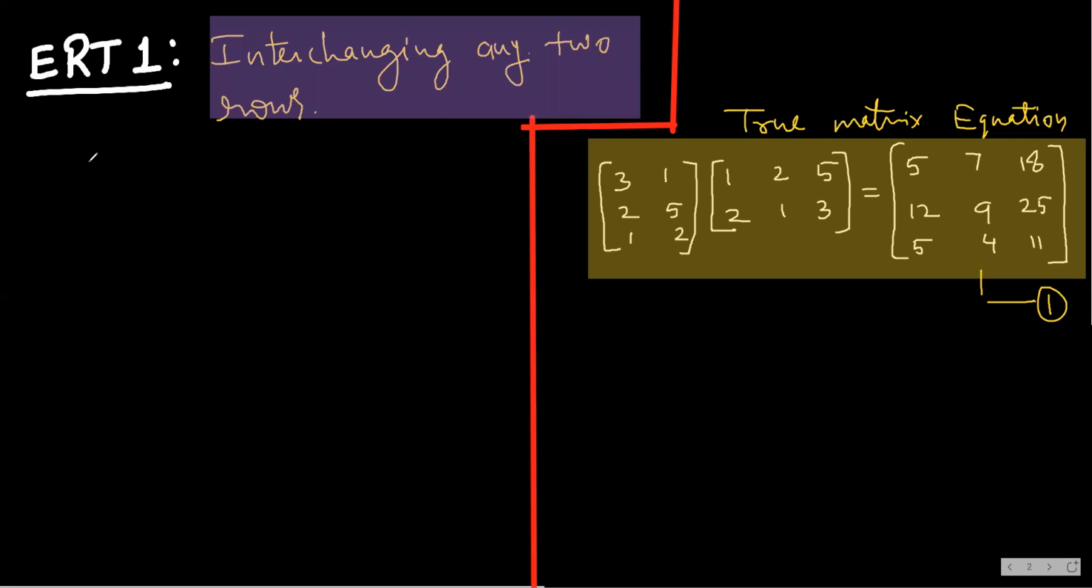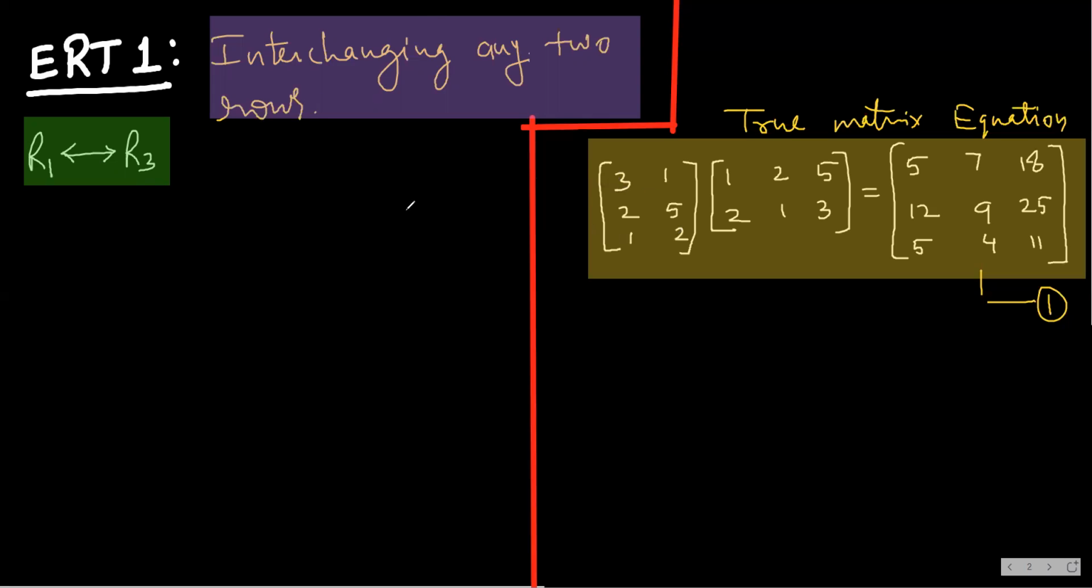Say, I think of interchanging R1 with R3. This is R1, this is R3, right? So I'm interchanging R1 with R3. So here, see what I write. I write R1 interchanges with R3. Look at the notation. Try to learn the notation. R1 interchange with R3. This one is ERT1, that is interchanging any two rows.